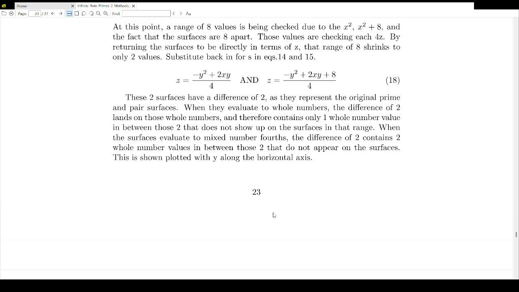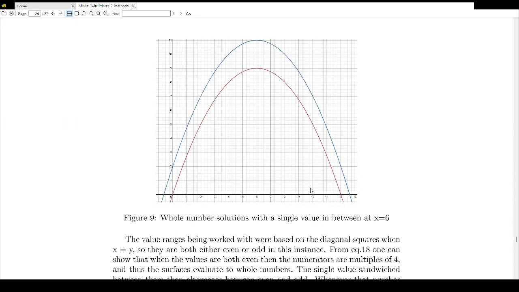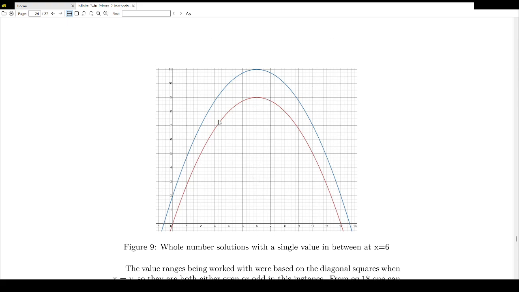So what are we showing here? We've got these two parabolas for a given x. When you have a given x, this is a formula of y squared plus y over 4, which is a parabola. And same here. And so when these things evaluate to whole numbers, what do I mean there's one value in between? Well, here's your two parabolas. Here's for x equals 6. And you'll see it hits a number, and there's one value, 10 in this case, in between. And when those parabolas are fourths, you'll see that there's 2 values in between the peaks of those parabolas.